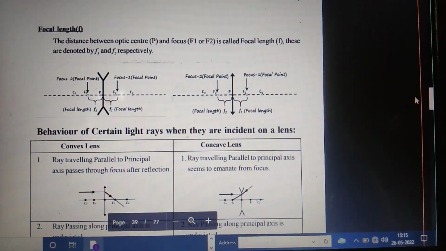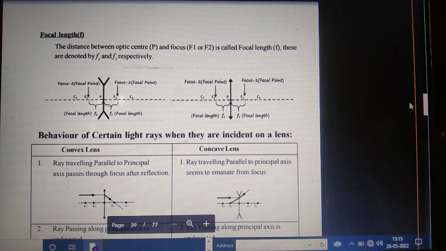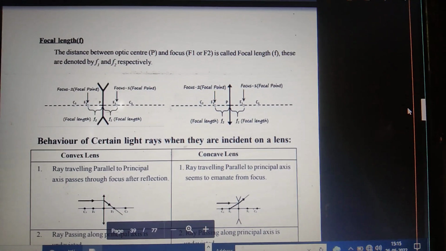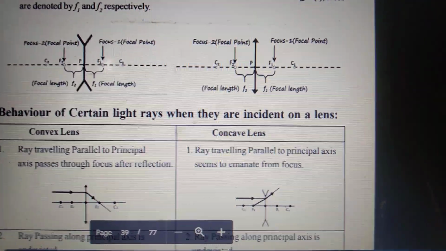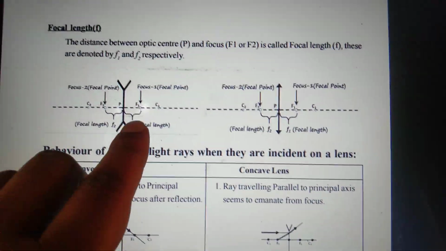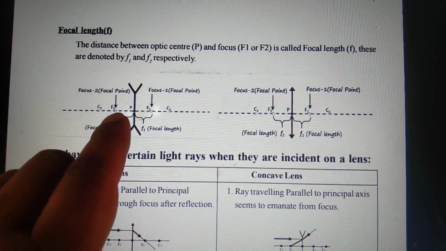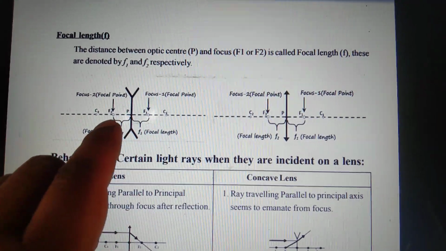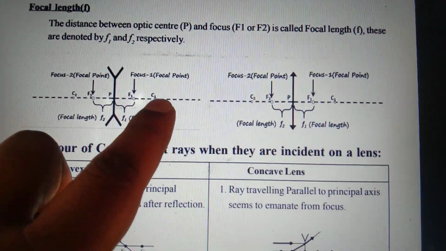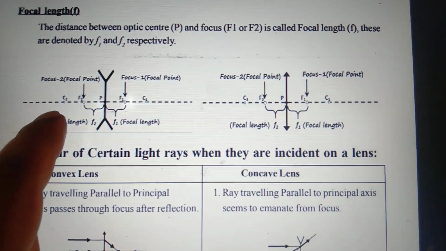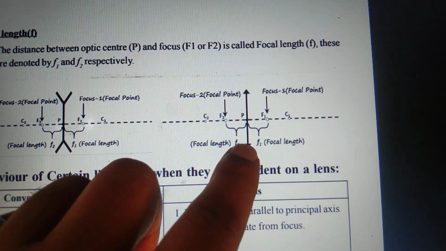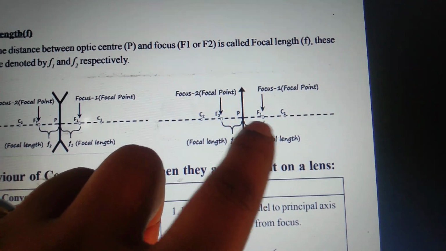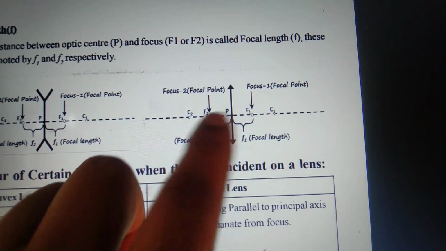Okay. Now what do you mean by focal length? The distance between the optic center and the focus is called the focal length and it is denoted by f1 and f2 respectively. You can see this is our focus 1, focus 2, center of curvature 1 and center of curvature 2. Okay, this is for a concave lens. This is for a convex lens. Again, optic center, focus 1, center of curvature 1, focus 2, center of curvature 2.